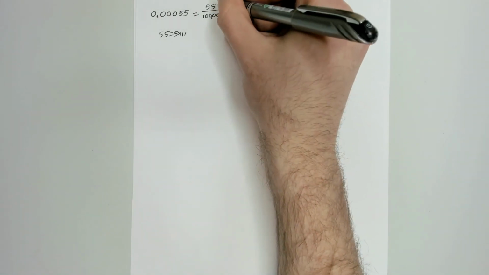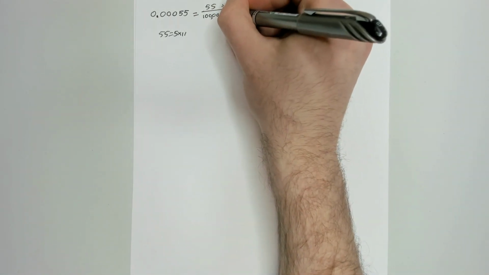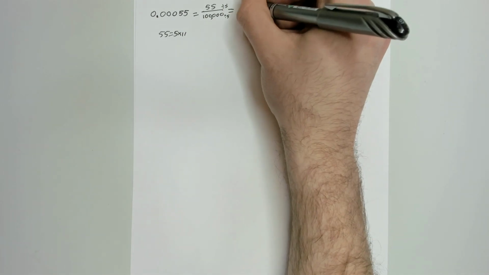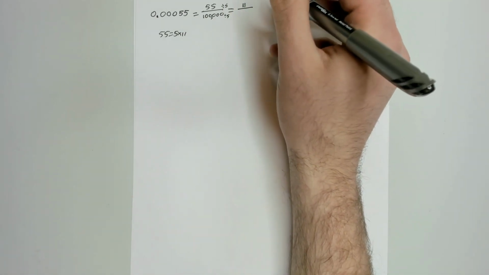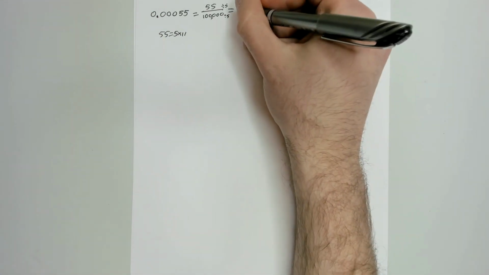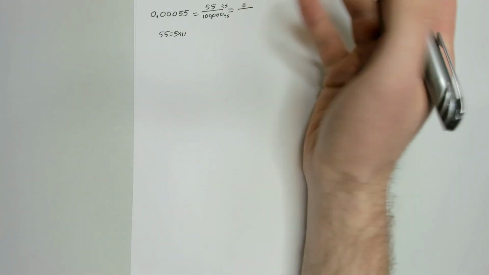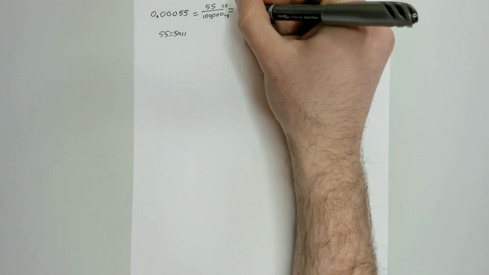So we'll divide both the numerator and the denominator by 5. 55 divided by 5 is 11. 100,000 divided by 5, that should be 20,000. Right? 20 goes into 100 5 times, so 20,000 should go into 100,000 5 times.